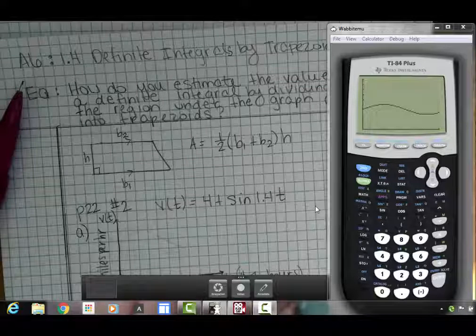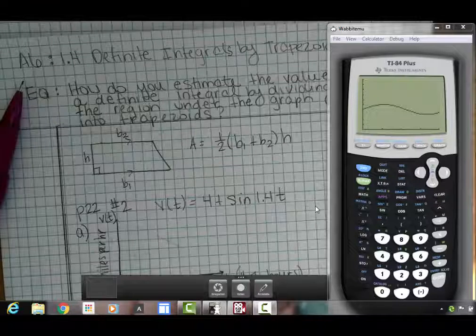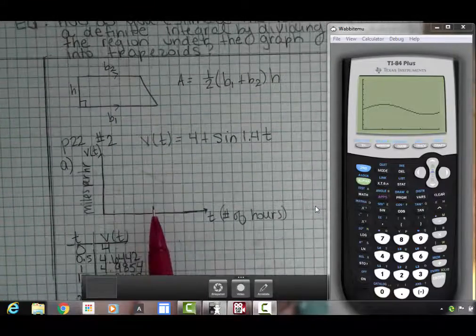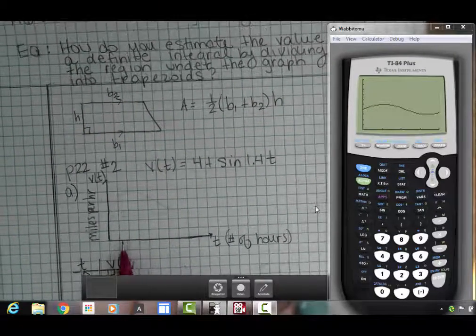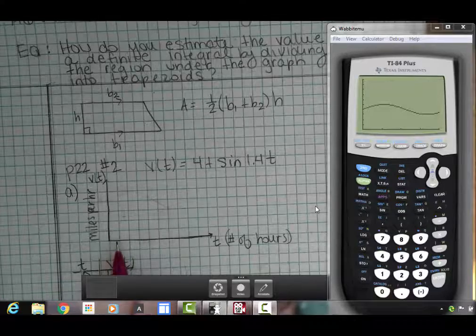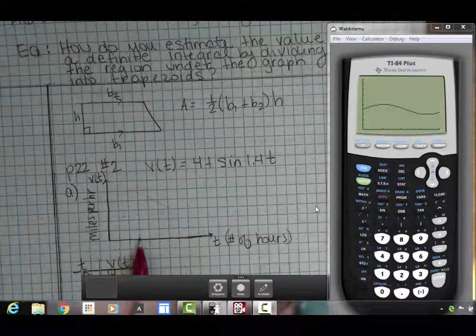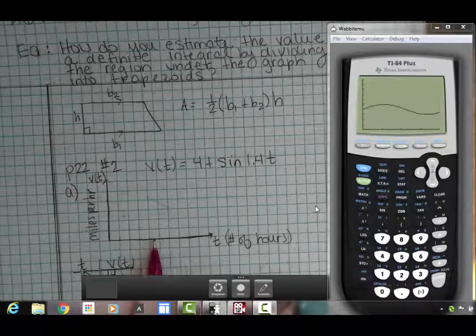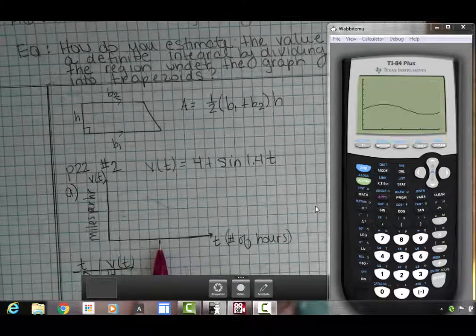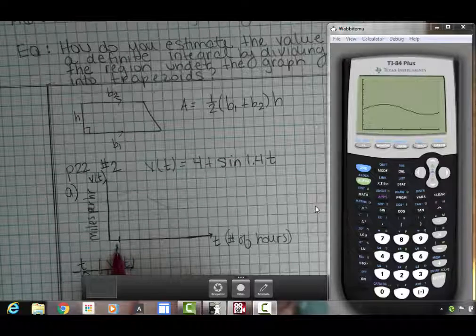So if you read C, it says estimate the integral in part B using 6 trapezoids. Well, that means that what we're going to do is we're going to take our horizontal axis and we are going to estimate using 6 trapezoids. So we're going to have a trapezoid here, a trapezoid here, and so on. Okay, so we want to break this up into 6 intervals. Well, if I'm talking about 3 hours, how do I get 6 intervals out of that? That means I have to basically go up by half an hour each time.